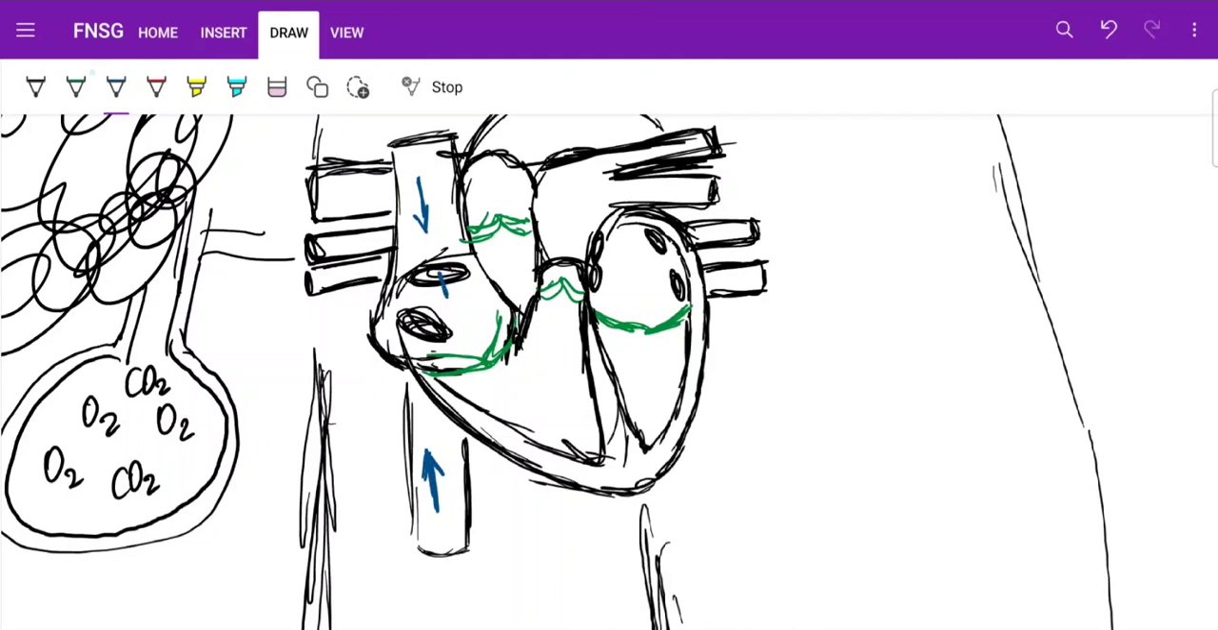So I've done a little cross section here, so you're seeing inside and outside at the same time. On the inside, the blood comes in through these little holes and into the right atrium. Now, the right atrium has a set of valves called the tricuspid valve, and I'm just going to put 3 here so that you don't forget.